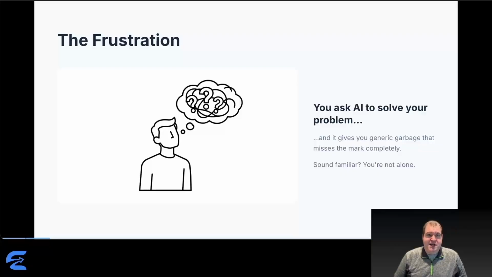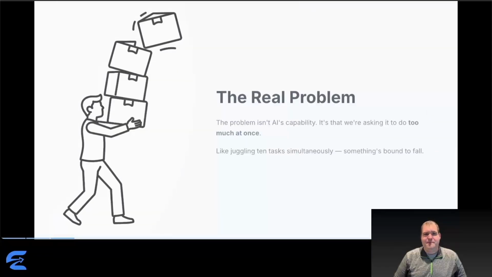So you open up ChatGPT or Claude, you type out everything you need, hit enter, and the result is disappointing, generic, surface level, misses the mark completely. And here's what's frustrating. You gave it plenty of context. You were specific about what you wanted. You did everything you thought you were supposed to do. So why didn't it work?